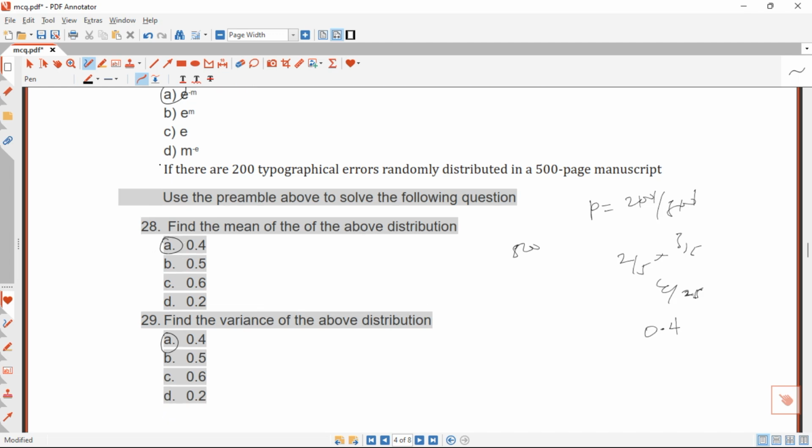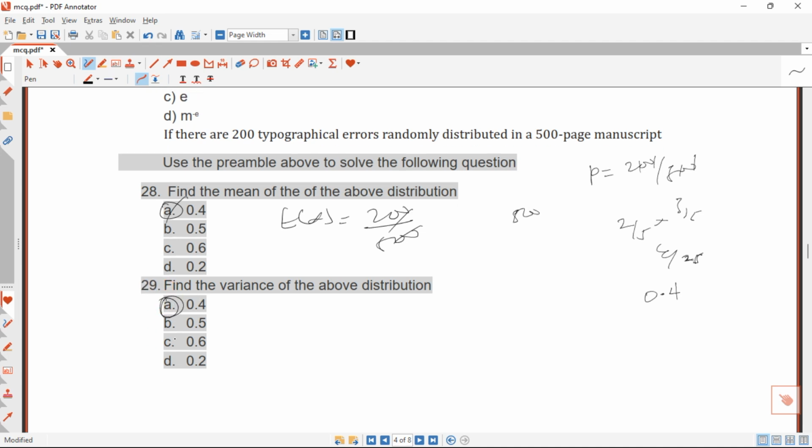So let's come to question 28. But question 28 has a preamble. It said, if there are 200 typographical errors randomly distributed in a 500-page manuscript, use the preamble above to solve the following questions. Question 28 said, find the mean of the above distribution, right? So here we are going to find the expectation of x. This is a Poisson distribution, so expectation of x will be 200 divided by 500, which when you cancel, you are going to get 0.4. And we know that for Poisson distribution, the mean is equal to the variance, so here the variance is also equal to 0.4.